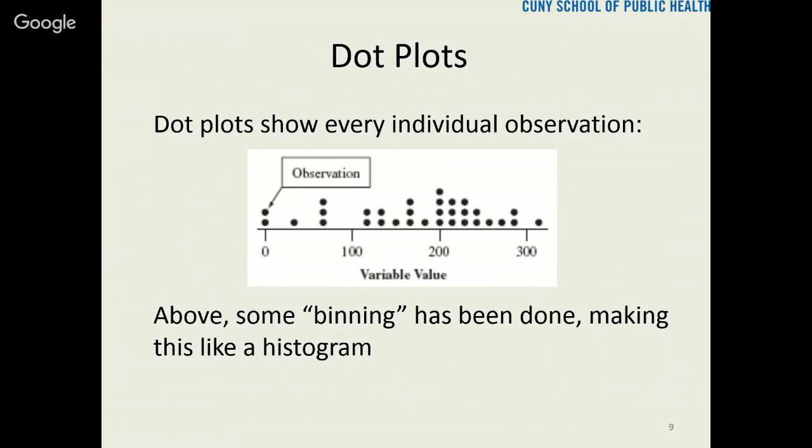So this is a dot plot. In this one, some binning has still been done to stack them on top of each other. So it's not exactly plotting the original data, but you still see every individual data point. So it's like a histogram, just very detailed.